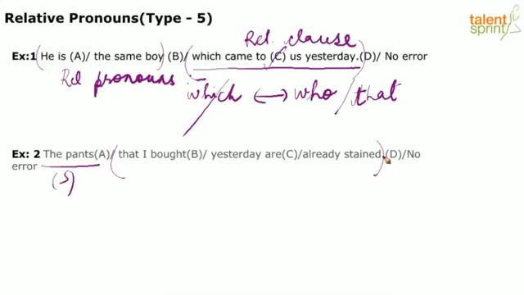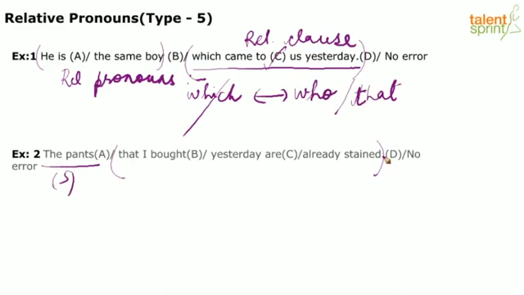Okay, Vikram, I'd just like to address that when you said the pants that I bought yesterday are already stained. Now pants always exists in the plural, so are already stained is correct. It is not a subject verb agreement related error. However, the kind of error that we are looking at, although I've labeled it relative pronouns, you should have looked on those lines, but just in case, even if I did not mention relative pronouns, when you say the pants that I bought yesterday are already stained is correct. So it is not a subject verb agreement error. It is a relative pronoun that we are looking at.